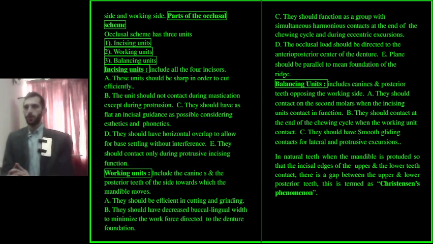In natural teeth, when the mandible is protruded so that the incisal edges of the upper and lower teeth contact, there is a gap between the upper and lower posterior teeth. This is termed Christensen's phenomenon.